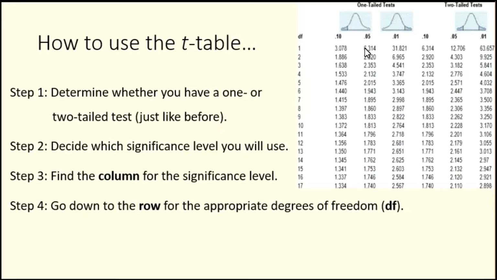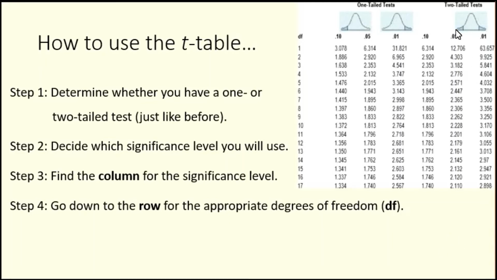And we said that we had 9 degrees of freedom. So one-tailed test, 0.05 significance level. If I go down to 9 degrees of freedom, we'll see that this is 1.833. And remember that we're looking for less, so that's going to be negative 1.833, or negative 1.83 if we round it.